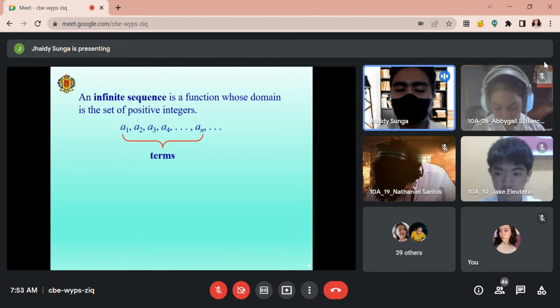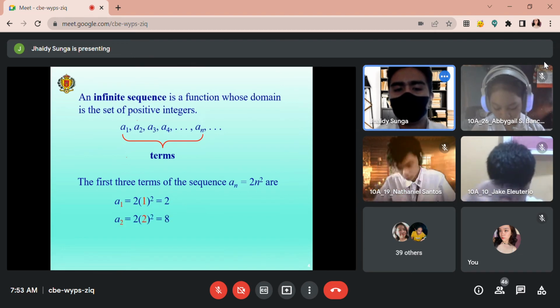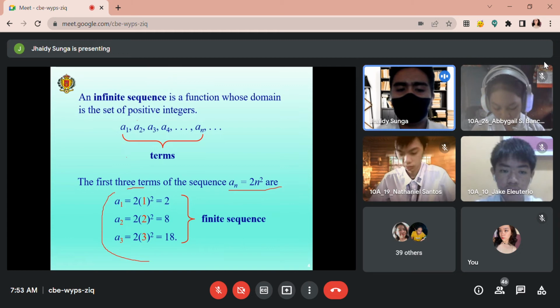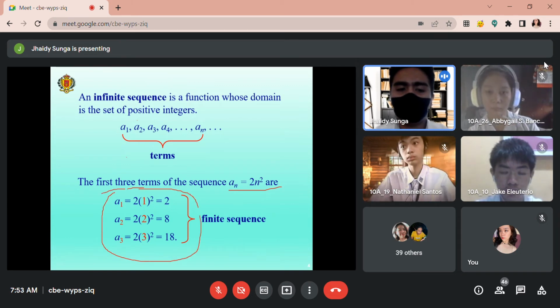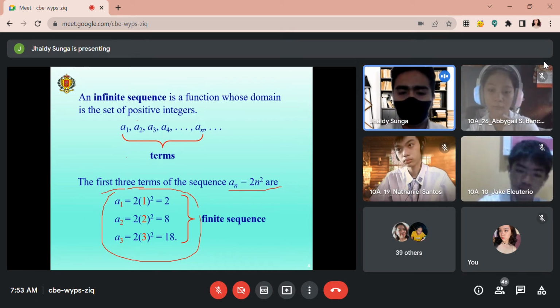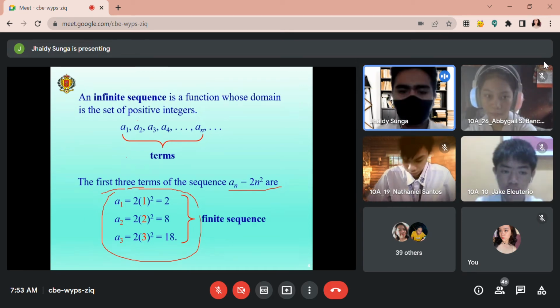So here in geometric sequence, now we seek the first three terms of the sequence having this formula. This is the general term of these three sequences. Now, if you will notice, we have a sub n is equal to 2n raised to 2.